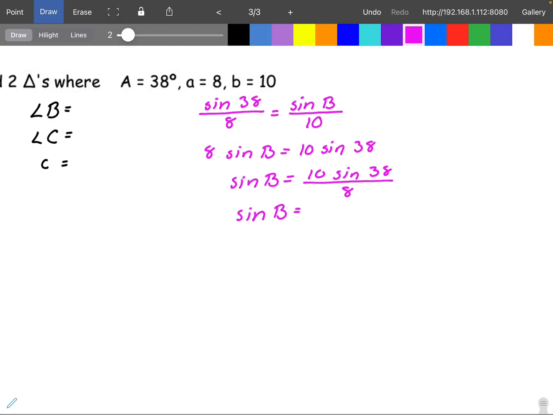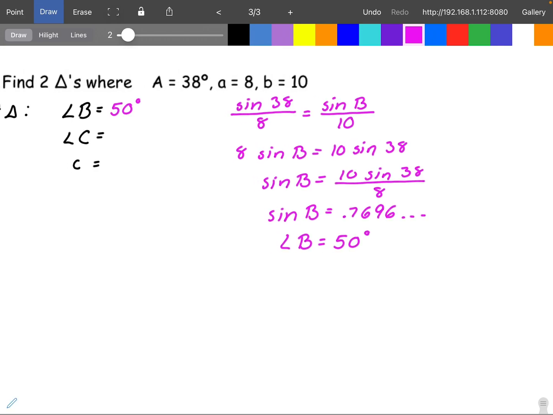Once I get what sine B is, which comes out to be approximately 0.7696 and some other stuff, then you're going to take your calculator, hit second sine, second negative one sine, and it's going to give you what angle B is. So angle B is going to be approximately 50 degrees. Now, I know on the last problem, our angle B came out to be 50 degrees. That is just a coincidence. It does not always happen. So our angle B is 50 degrees. Then we can take the angle A we were given and the angle B that we just found, and find out what angle C would be.